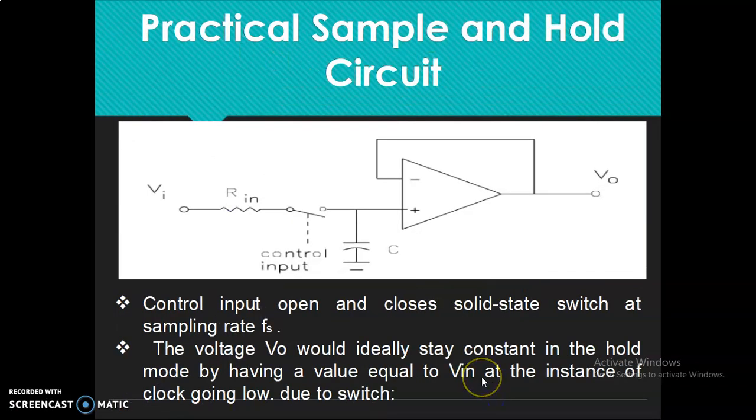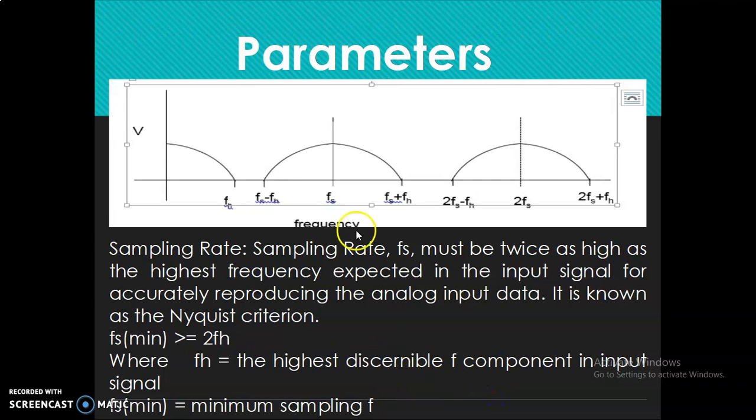As we said, sample. So how is the sampling done? It is based on the sampling theorem or Nyquist criteria, meaning the sampling frequency should be at least twice the highest frequency expected in the input signal. So fs should be greater than or equal to 2fh, then it can be sampled. Fs is the minimum sampling frequency.